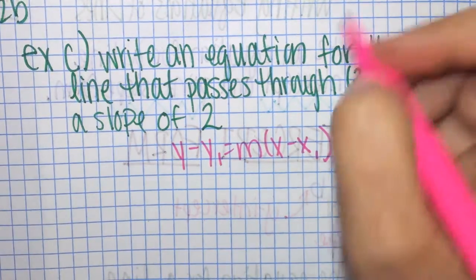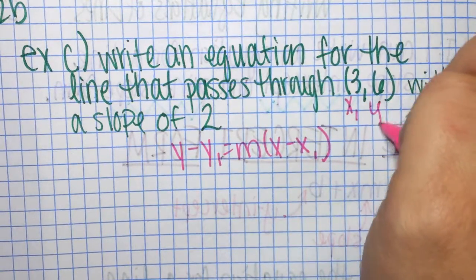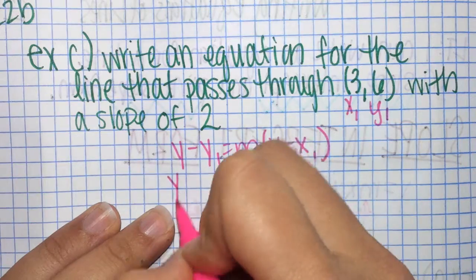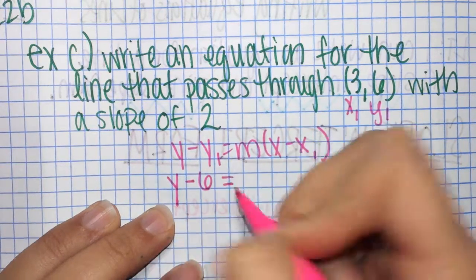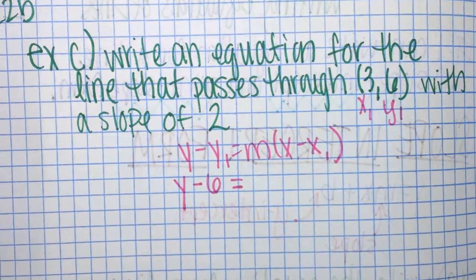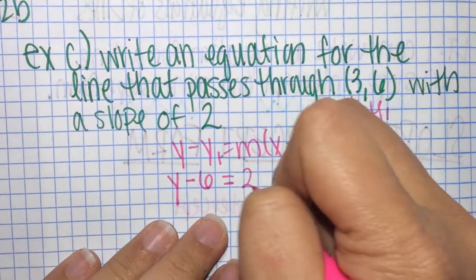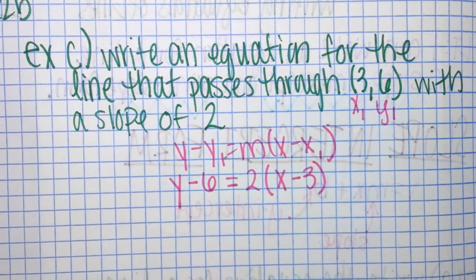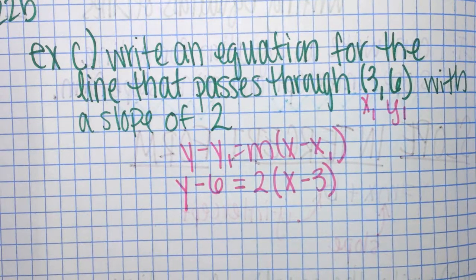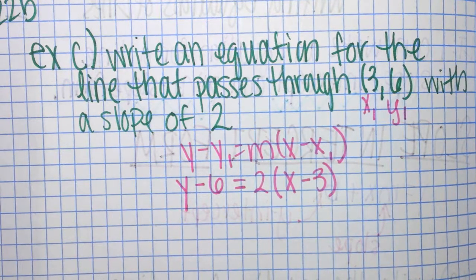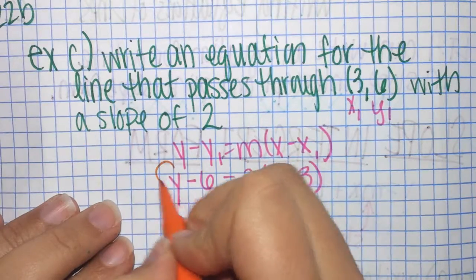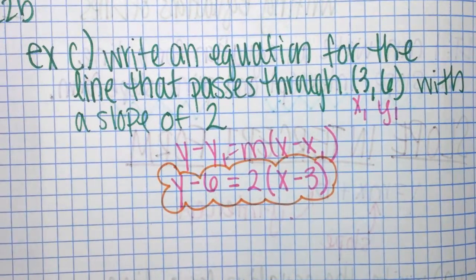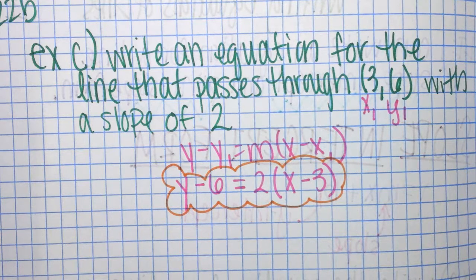Now, your point is (3, 6). That's your x1, y1. So we're going to say y minus 6 equals, what is our slope? What's our m? 2 times x minus 3. You're done. That's it. Oh man, I accidentally worked it out. My bad. Now, if I wanted you to convert this into slope-intercept, how would we get rid of parentheses?